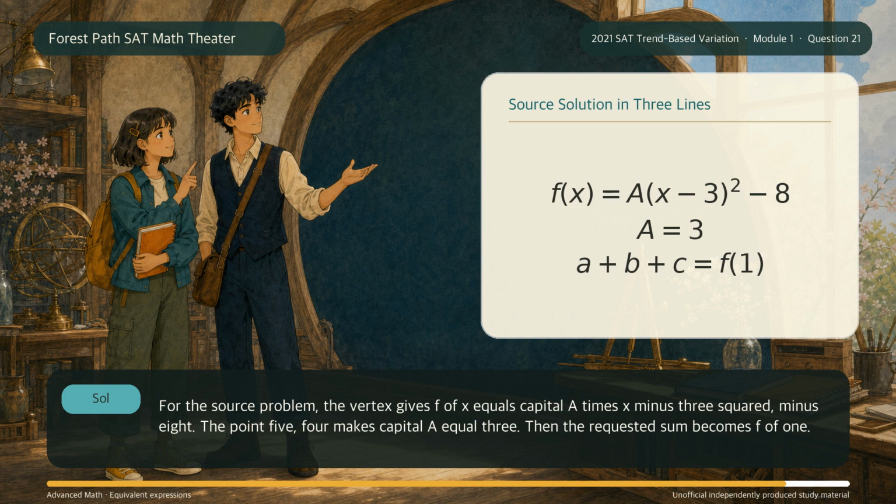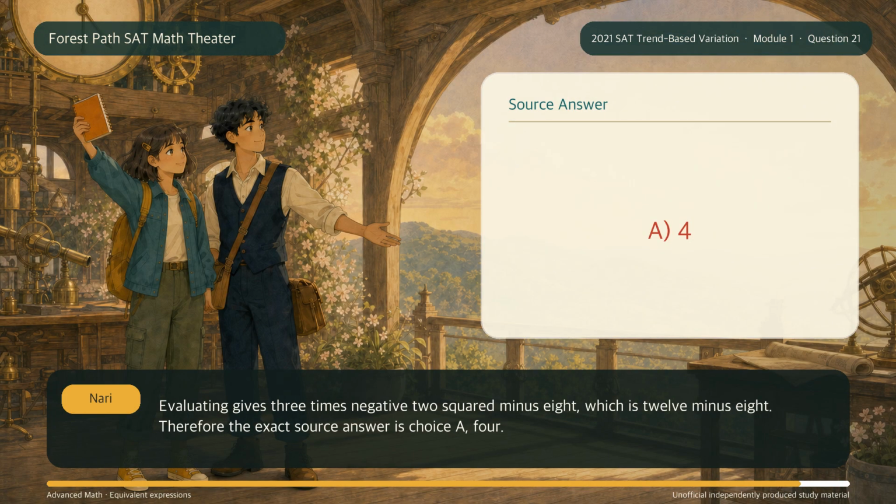For the source problem, the vertex gives f of x equals capital A times x minus 3 squared minus 8. The point 5, 4 makes capital A equal 3. Then the requested sum becomes f of 1. Evaluating gives 3 times negative 2 squared minus 8, which is 12 minus 8. Therefore, the exact source answer is choice A, 4.